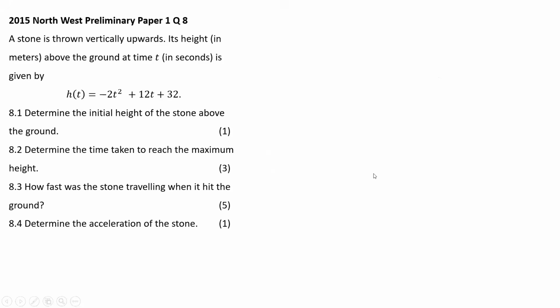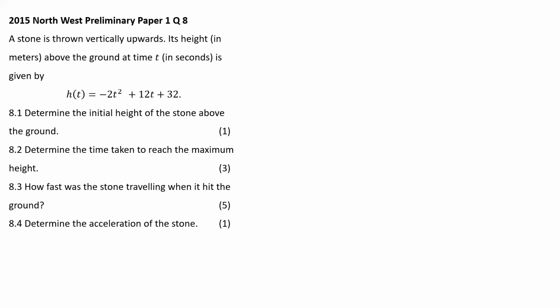Here's a 2015 Northwest paper, and I want you guys to really get to understand how this question works. Now, it has components of physics. Yes, physics. You heard me right. Particularly the topic vertical projectile motion. So these are the components. Those that don't do physics, listen to me as I teach you and help you to understand all of this. 2015 Northwest Prelim, paper 1, question number 8. Definitely, it's a lot of physics.